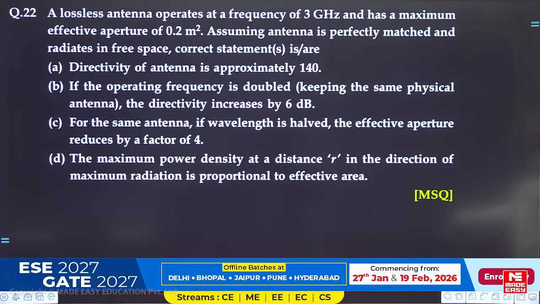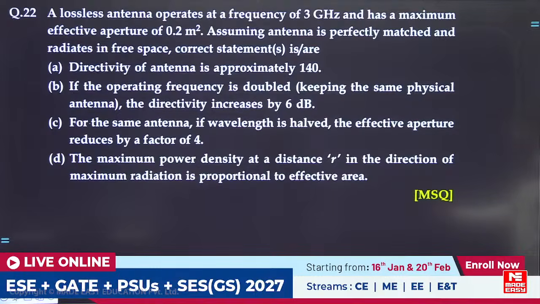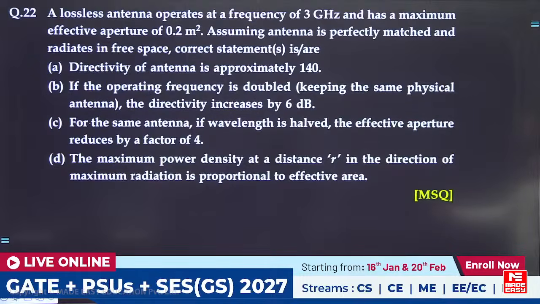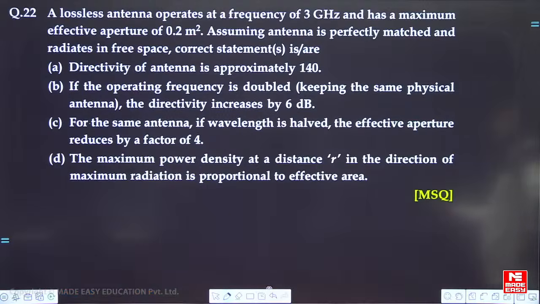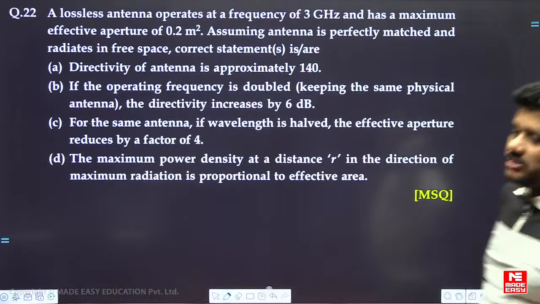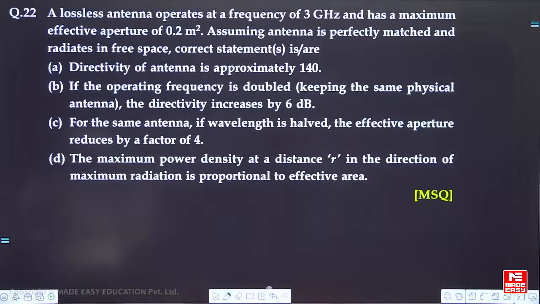A lossless antenna operates at a frequency of 3 gigahertz, has a maximum effective aperture of 0.2 meter square. Assuming antenna is perfectly matched and radiates in free space, correct statements is or are. This is MSQ, so one or more than one can be correct. Directivity of antenna is approximately 140. If the operating frequency is doubled, keeping the same physical antenna, the directivity increases by 6 dB. For the same antenna, if wavelength is half, the effective aperture reduces by a factor of 4. The maximum power density at a distance r in the direction of maximum radiation is proportional to effective area. So, I am giving you 1 minute, just tell me what is the correct answer.